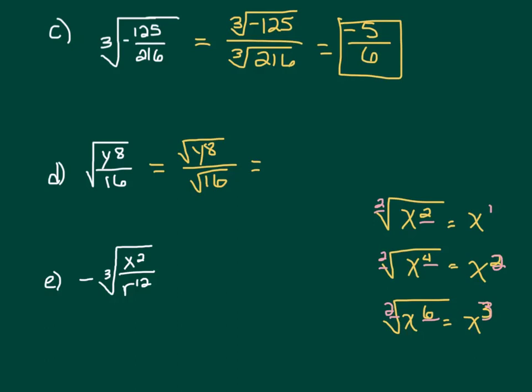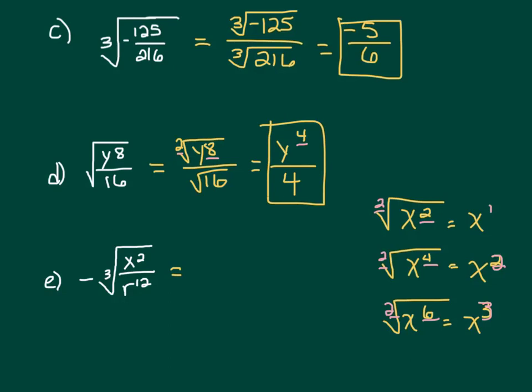So in this case, this is a 2, so I'm going to have 4 sets of y squared in y to the 8th. So this is going to be y to the 4th. And that's the same thing as the 8 divided by 2 gave me the 4. And then the square root of 16 is 4. So this is y to the 4th over 4.